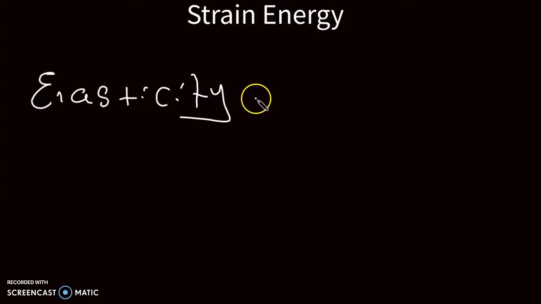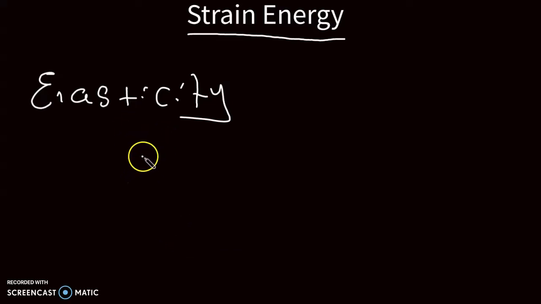What causes the body to go back to its original size after the force that is causing the deformation is removed is what we call strain energy. Strain energy is the energy stored in any object which is loaded within its elastic limit.